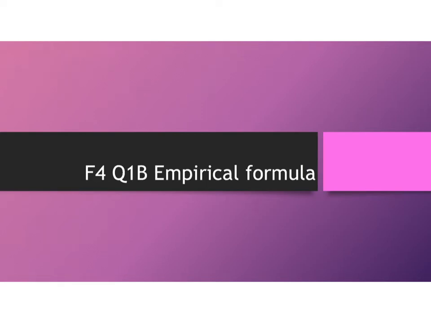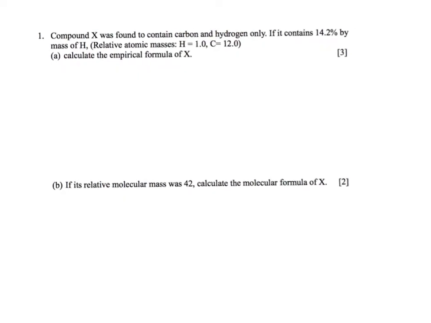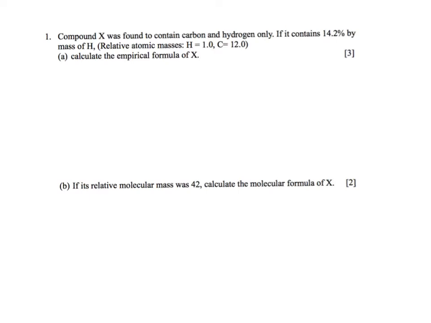Okay, so for this quiz on empirical formula, I have 3 questions. The first one is pretty easy. It's just a type 2 question. For this one, you see that we have the percentage. So the first thing I have to say is: let the mass of compound be 100 gram first. Please make sure you have this one.